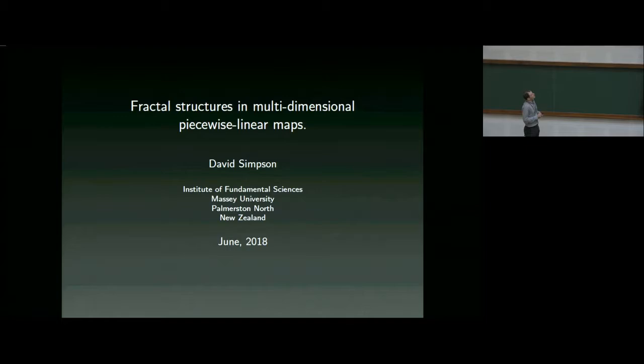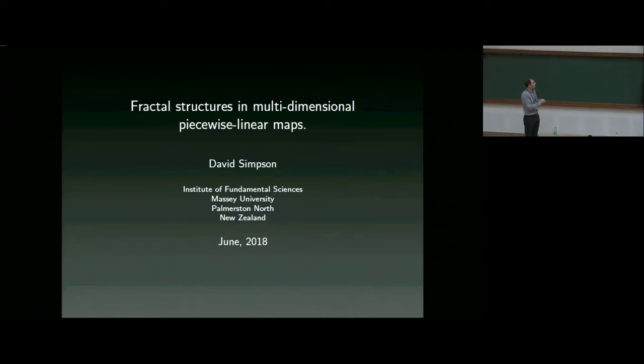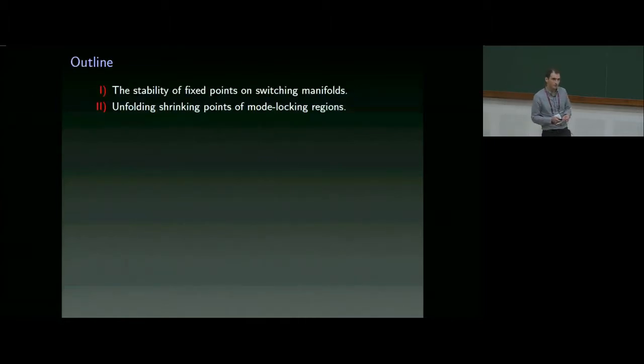So this is a talk on piecewise linear maps. And piecewise linear maps were a major part of the summer school we've had the last 10 days. Piecewise maps arise in diverse applications, as we'll see. So today I wanted to talk about two aspects. First of all, fixed points on switching manifolds, and secondly, shrinking points of mode locking regions, and I'll say what all this means shortly.